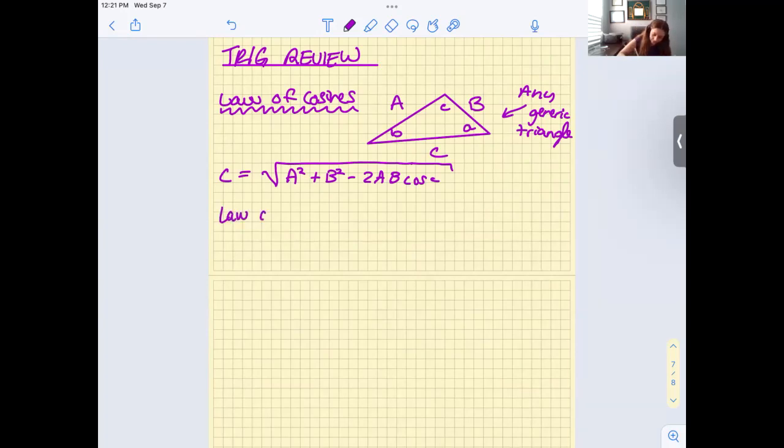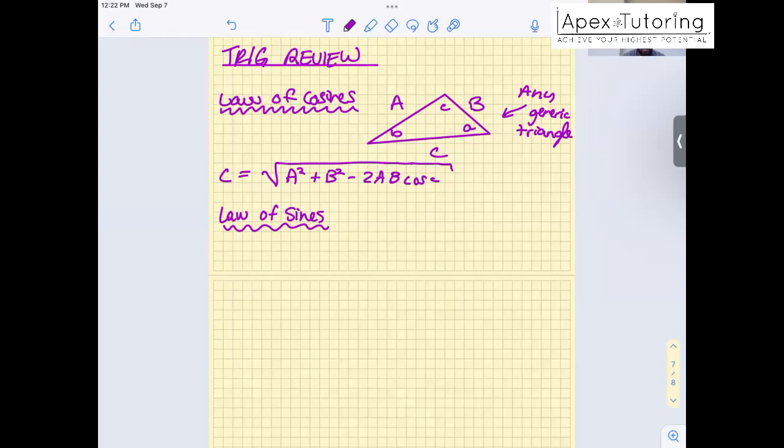Now, law of sines has to only apply to what type of triangle? Oh, wait, no. Law of sines can still apply to any generic triangle. Sorry, I was getting ahead of myself. Who remembers what the law of sines is? Side A over sine of angle A equals side B over sine of angle B, and then equals side C over sine of angle C. Yeah, you're on the right track. It doesn't really matter what's in the numerator or denominator as long as they line up.